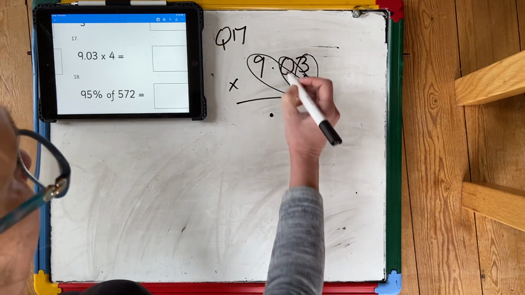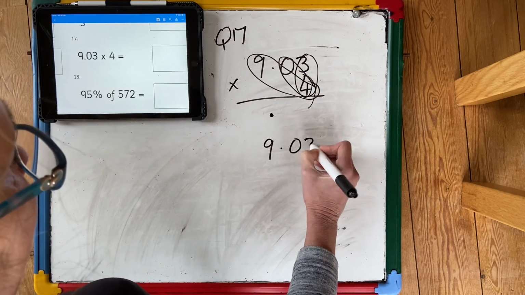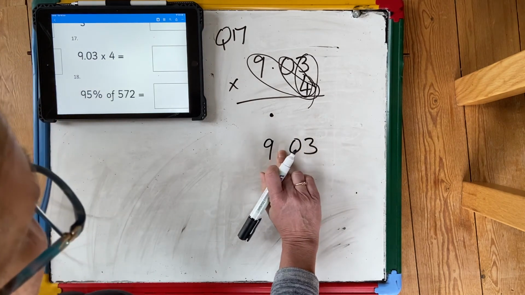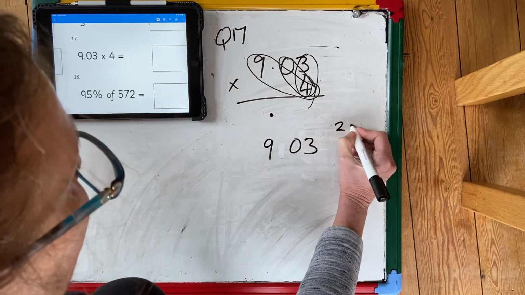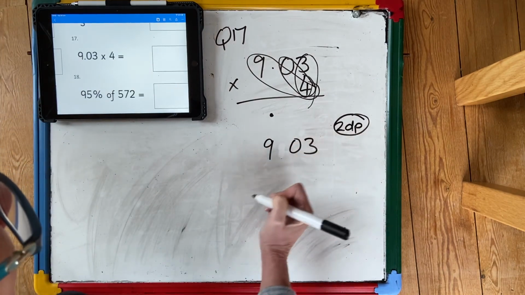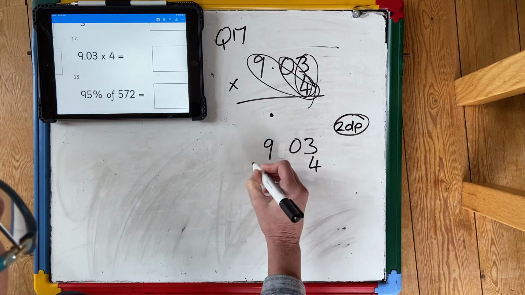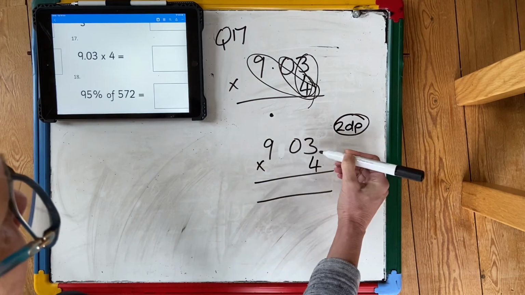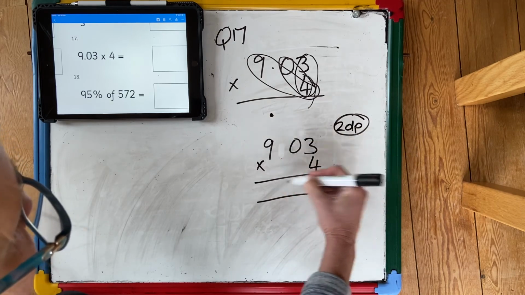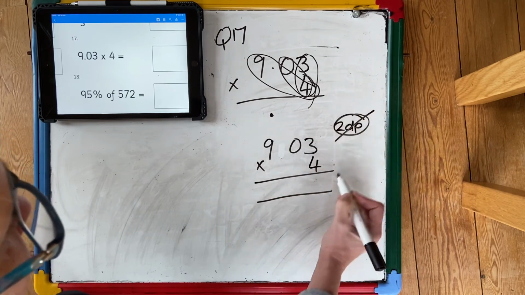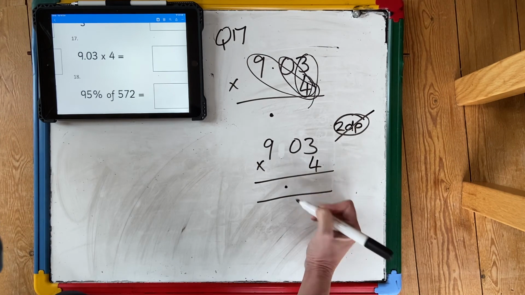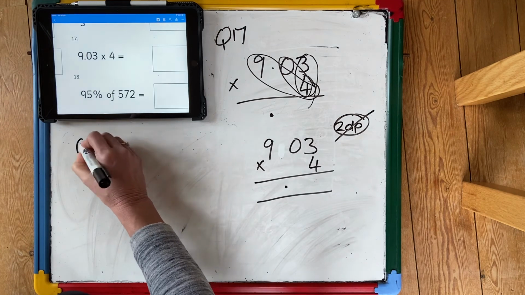Or I could do, there's my 9.03, I could jump the decimal point out 2 places to make it 100 times bigger. So I'm going to write 2 decimal places here to remind me to jump the decimal point back in at the end. Times it by 4. So 3 times 4, 0 times 4, 9 times 4. Write your answer here. And then remember to jump your decimal point in 2 places. 1, 2. Great. Last question.